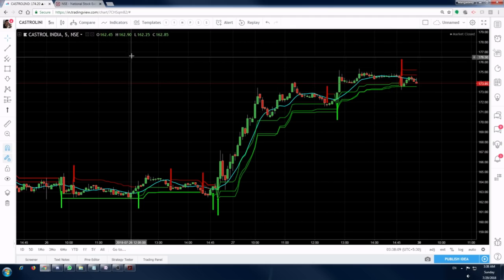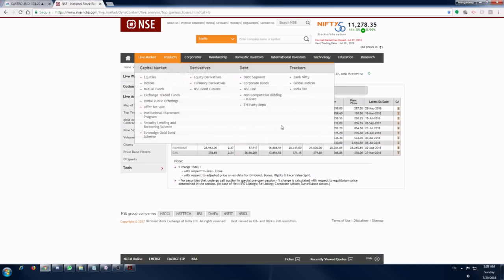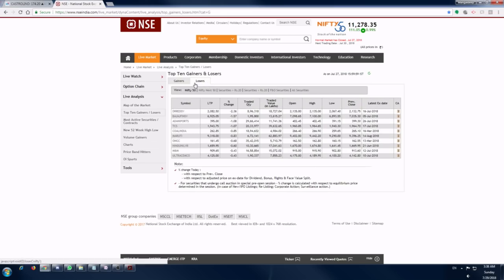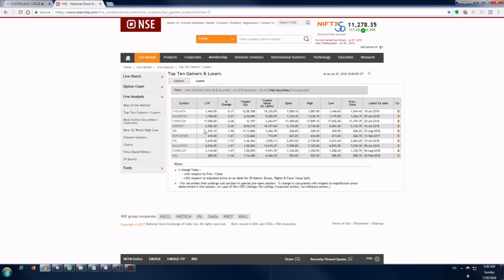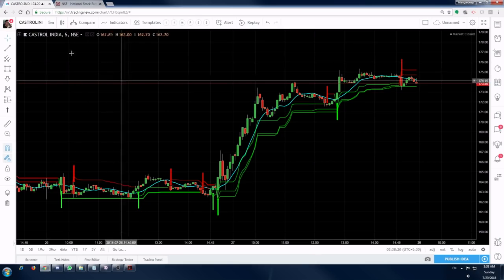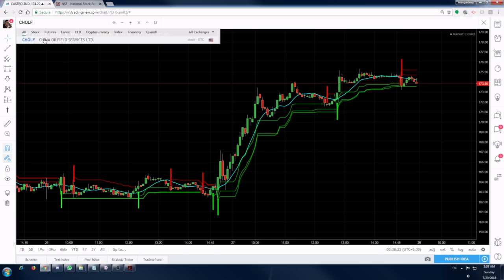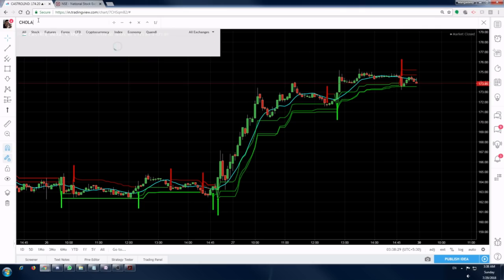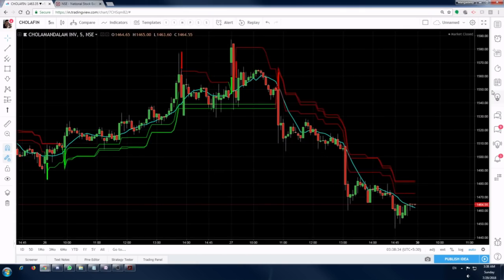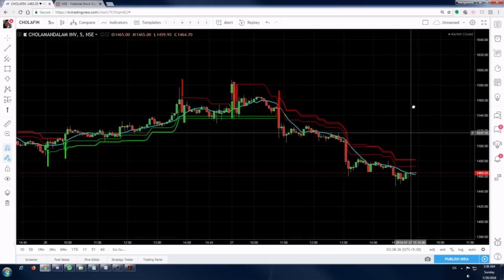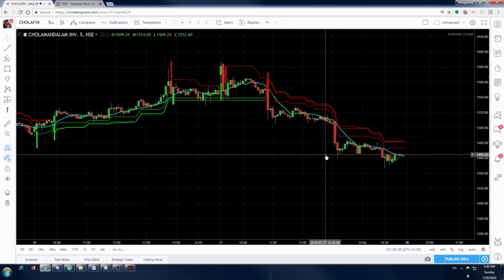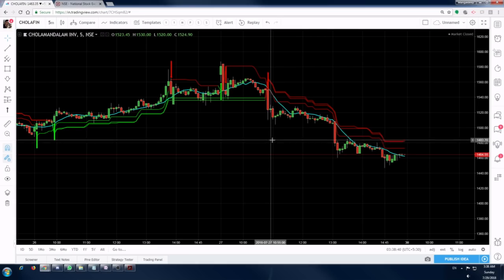Okay, so let's move on to some examples from the top losers. You click on the losers tab and you go to the FNO securities, Colfin and Balkrishna Industries. So let's get on to Colfin. Sorry, I put in the wrong name. This is a short example, an example where you sell the stock.